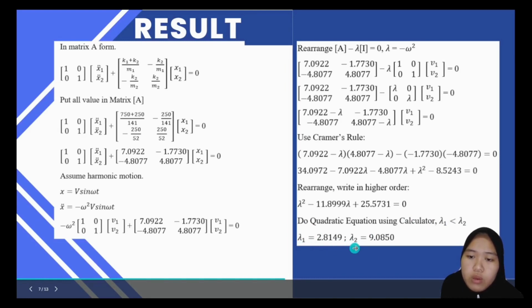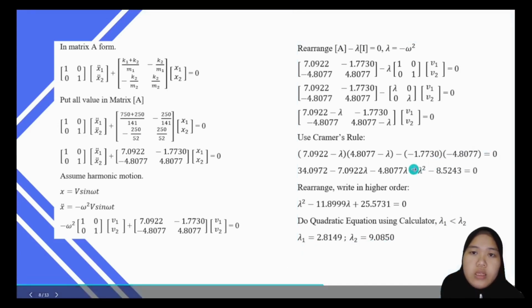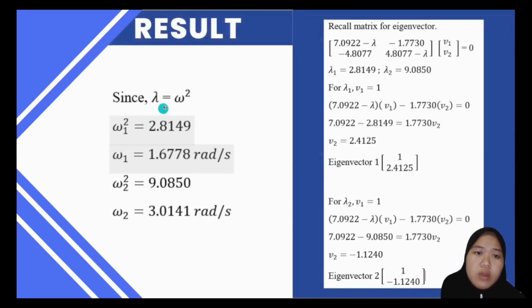Meanwhile, for lambda 2 we get 9.0850. Next, since lambda is equal to omega squared, omega 1 squared is equal to 2.8149. Then we square root 2.8149, and we will get 1.6778 radians per second. Same with omega 2 squared, so we square root 9.0850, and we will get 3.0141 radians per second.